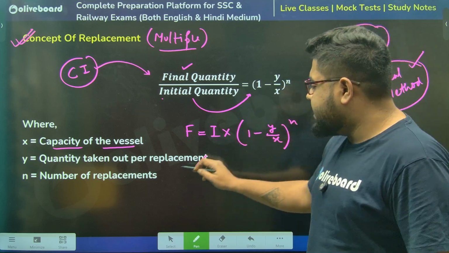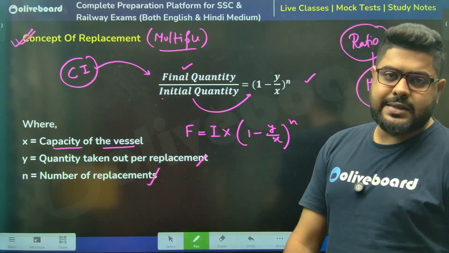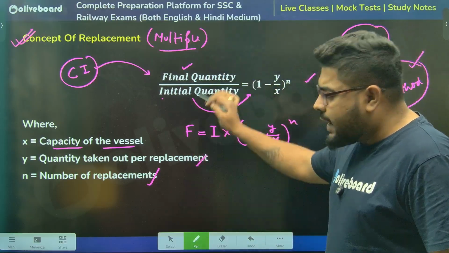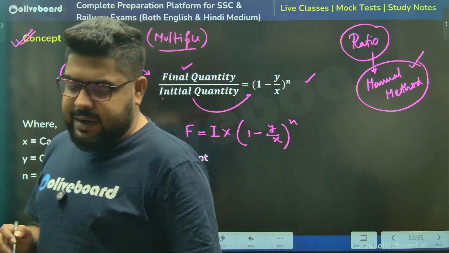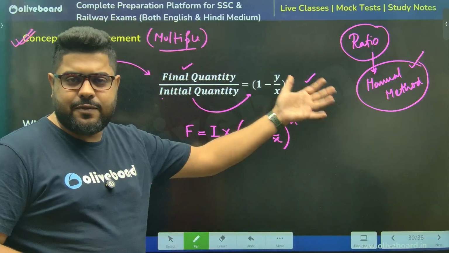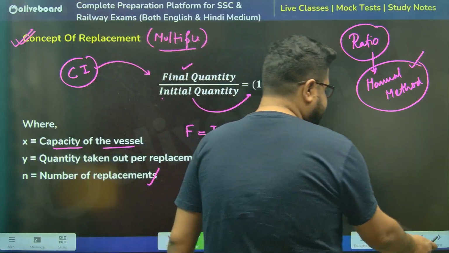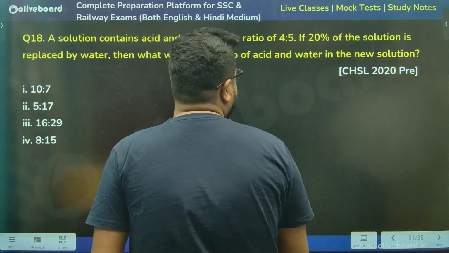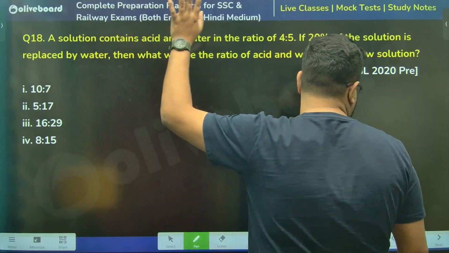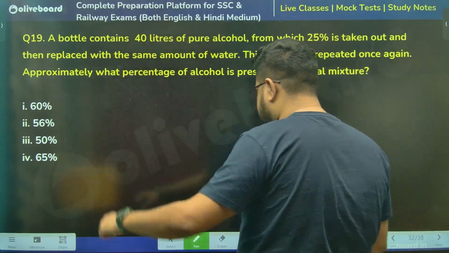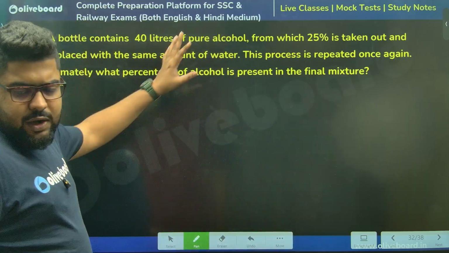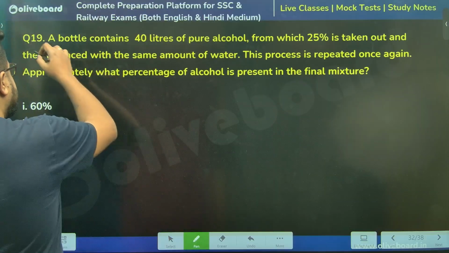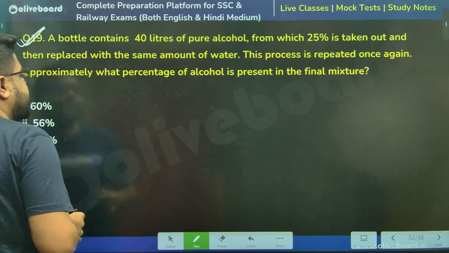And N is nothing but the number of replacements. Now again, we'll get a better idea once we start solving questions with this, rather than me giving this to you as a formula. Let's solve questions. This is single replacement, we will solve it. But as we are talking about multiple replacements, let's solve the multiple replacement one first, then we'll go back to the single one.